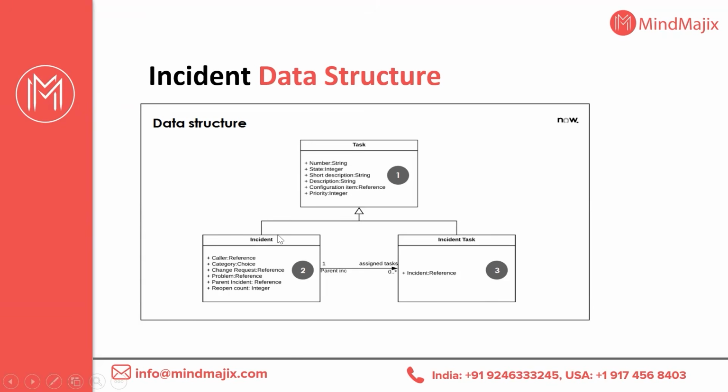So now we are having incident. Incident is actually a child table of task. Okay. So it will again have reference, caller, category, change request, problem, parent incident, reopen count, and many other fields for that matter. Now, one incident can have multiple incident tasks. Incident tasks are basically tasks which are created for some other teams if you want. Okay, so that is how incident tasks are. Again, incident task is actually a child table of task table.